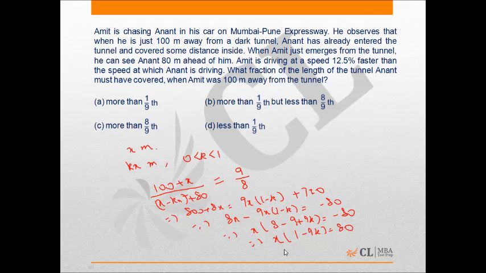Now, from here, what I can observe is that x into 1 minus 9k that I'm getting is positive, or in other terms, I can say that x into 9k minus 1 is equal to minus 80, which is less than 0. Now, since x into 9k minus 1 is less than 0 and x is distance, I know x can't be less than 0. So that means 9k minus 1 is less than 0, which means 9k is less than 1 and k is less than 1 by 9th. Hence, in this case, the answer will be option D.